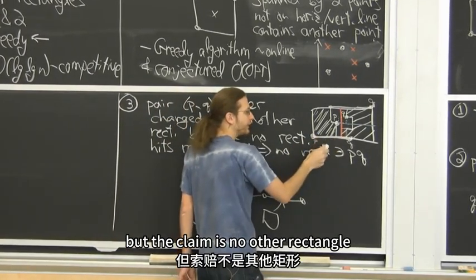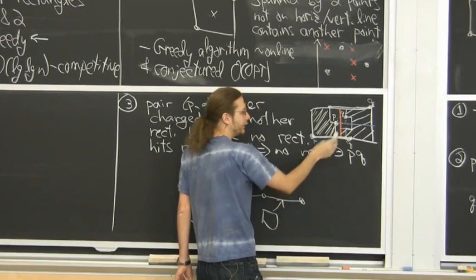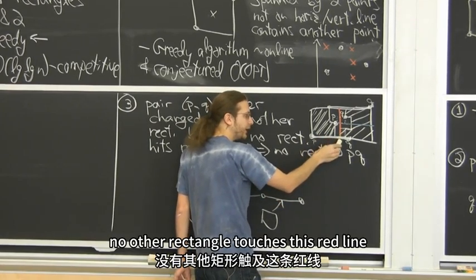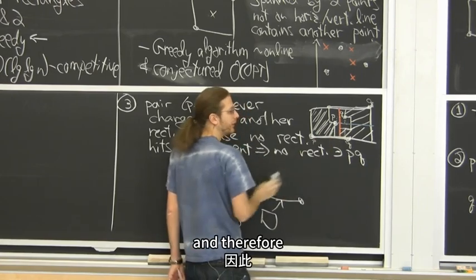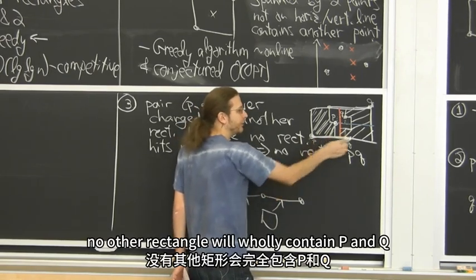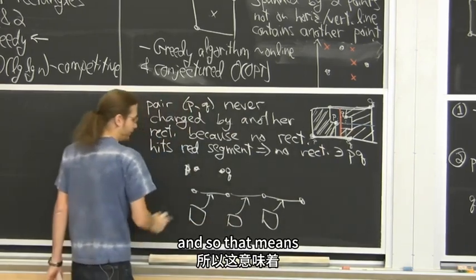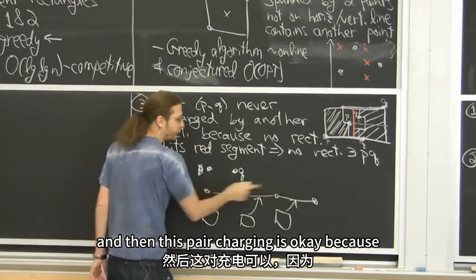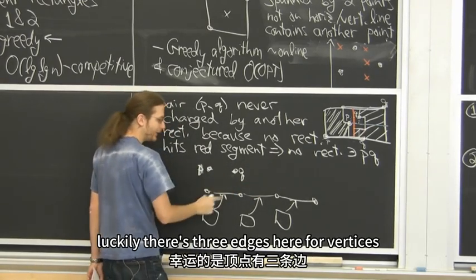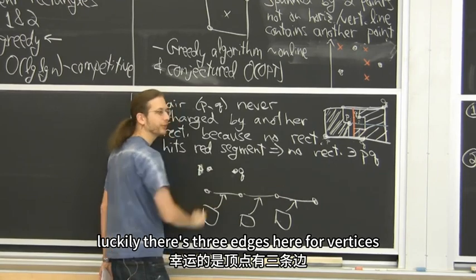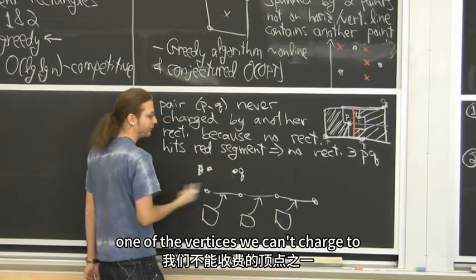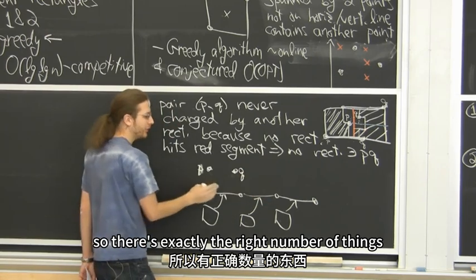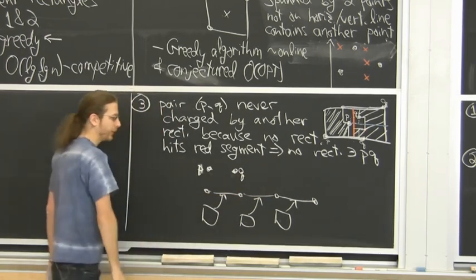But the claim is no other rectangle touches this red line even on the endpoint, and therefore no other rectangle will wholly contain P and Q. And so that means you're only charging to this pair once, and then this pair charging is okay because luckily there's 3 edges here, 4 vertices. One of the vertices we can't charge to, so there's exactly the right number of things for the edges. And we're okay.